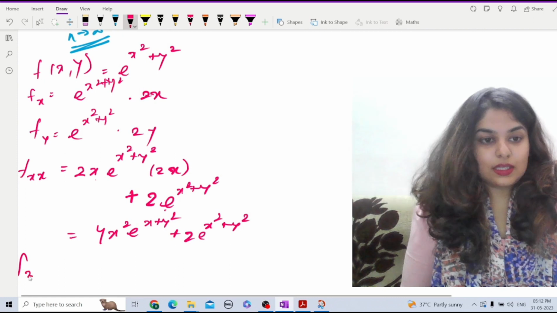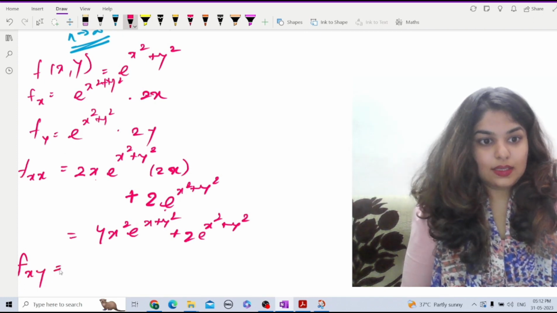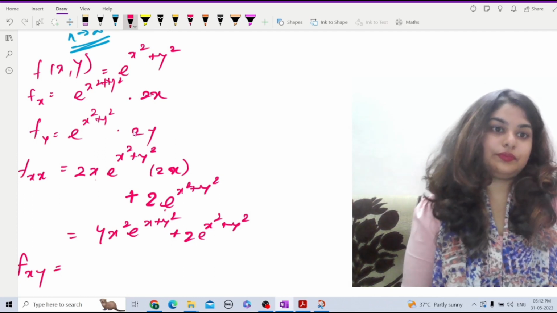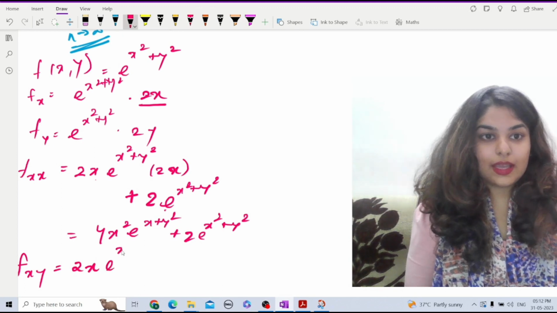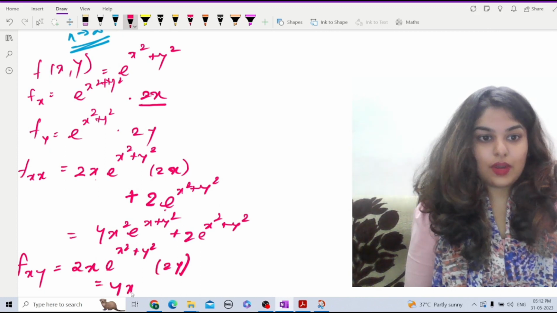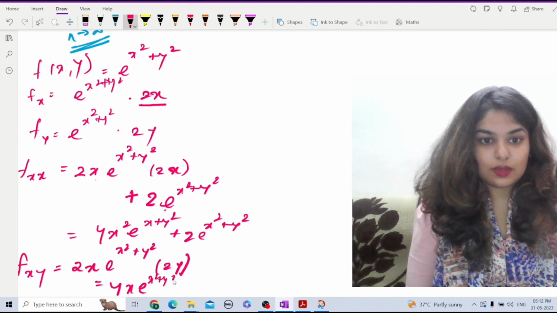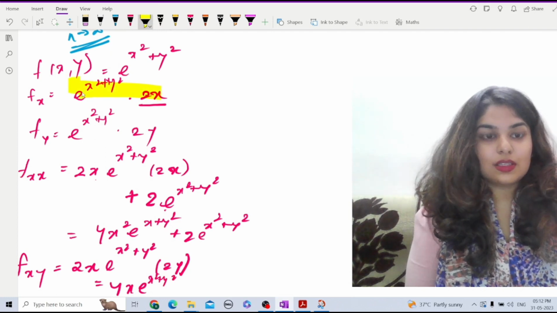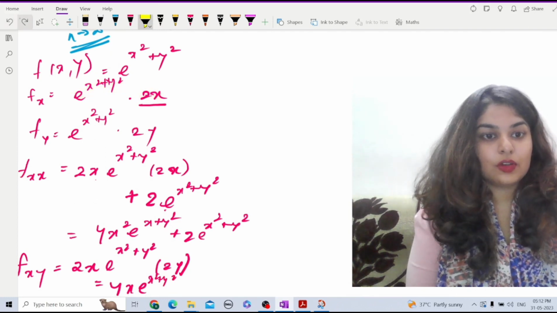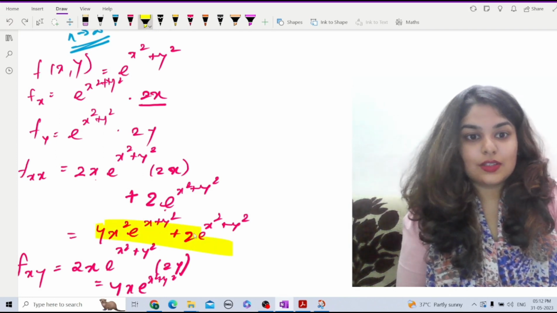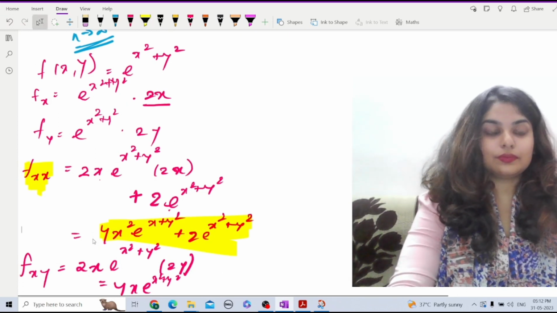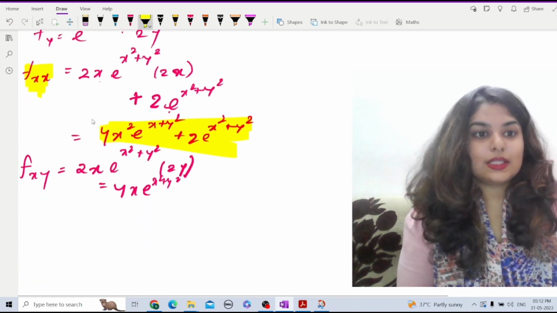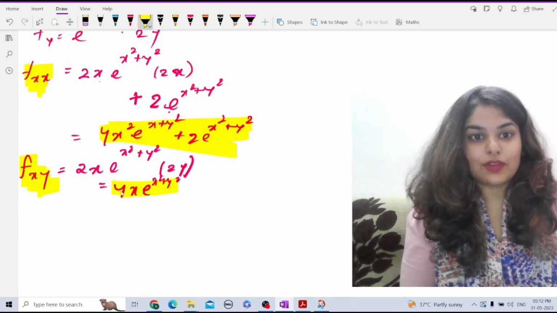Now if we take the derivative of fx with respect to y, then here we have 2x e to the power x square plus y square into 2y. That is 4xy e to the power x square plus y square. So let us highlight the answers, right? Sorry, this we don't have to highlight. We only need the second order derivatives for our matrix. So this is the first one, that is fxx. This is the second one, that is fxy.